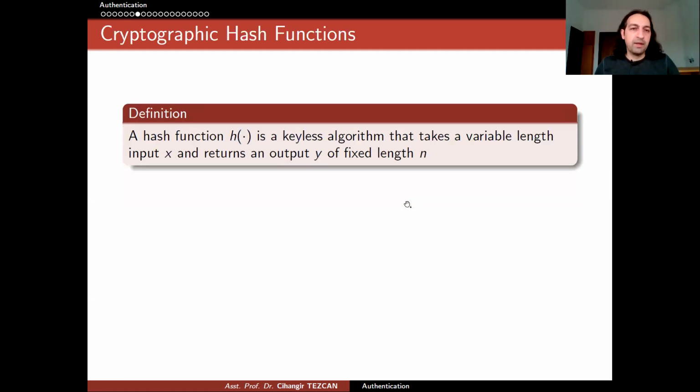resistance. So a cryptographic hash function, actually a hash function H, is a keyless algorithm that takes a variable length input X and returns an output Y of fixed length N. So this is very important. You're actually giving the hash as Y, which is just a small number of bytes. In this case, N is chosen mostly like 32 bytes, which would be equal to 256 bits. So regardless of the input length, the output is always fixed. So this is the good thing.